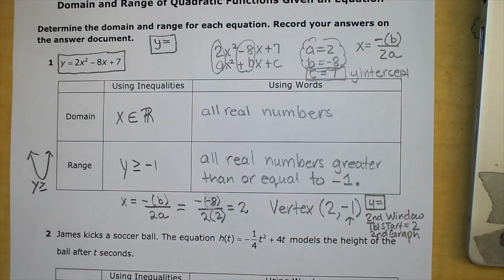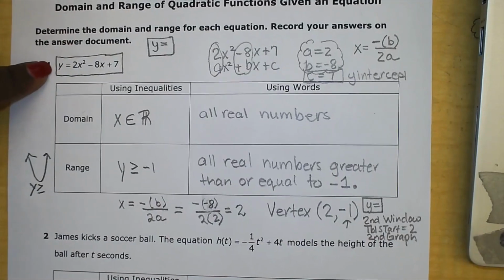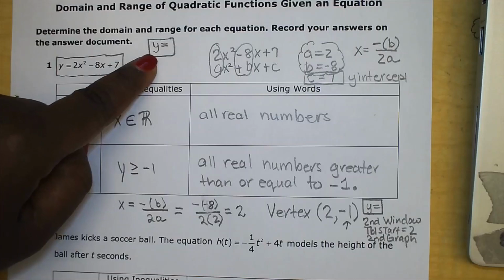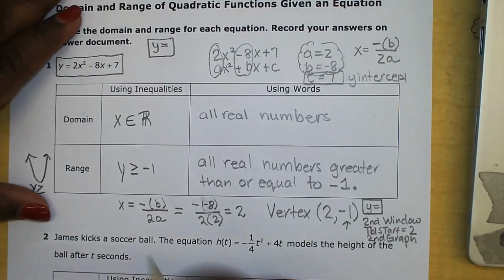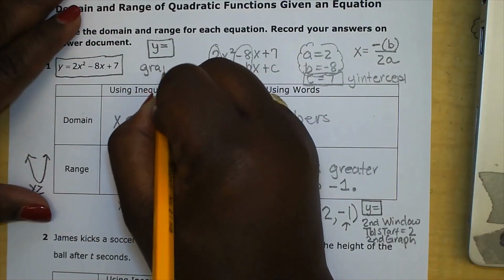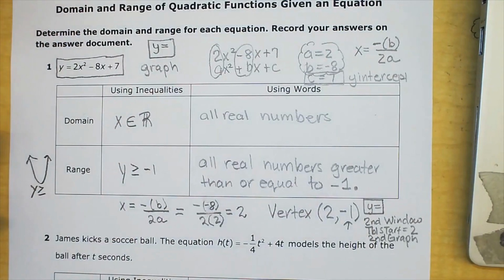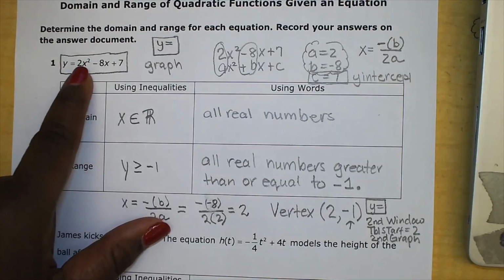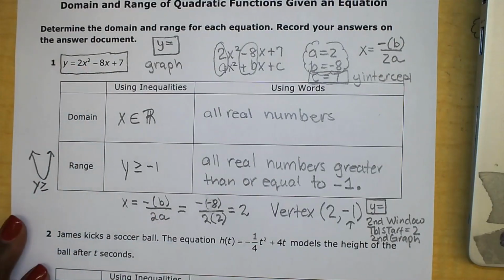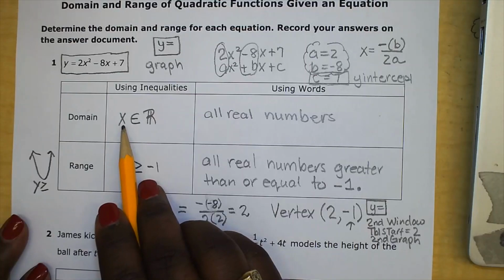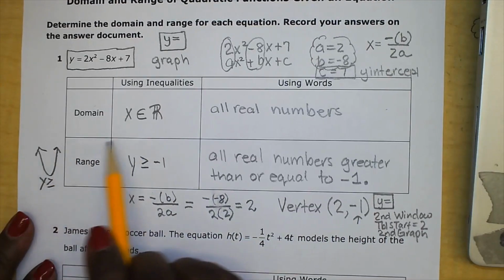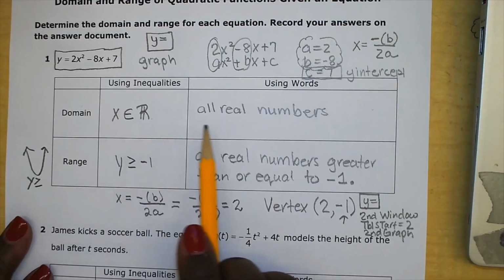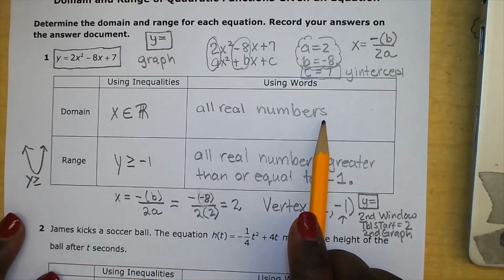Let's review. The first step is you're given an equation. You press y equals. Okay. Then you press graph so you can see a picture. We saw our picture look like this. It opened up. I see my a value is positive, so I know it opens upward. The x continues on and on, so we said the x is all real numbers, and we wrote it in words, all real numbers.